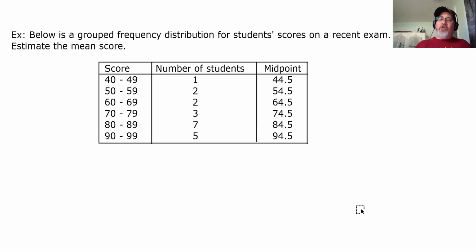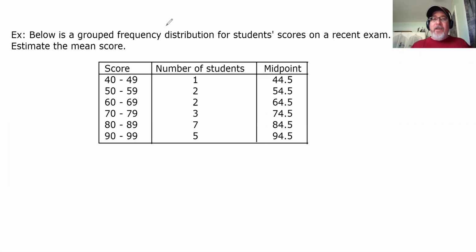Add up all the test scores, add up all the midpoints? Well, not quite. If you were to add up all of these, you're leaving a lot of people out. Because if I were to add up all 6 of those, I've only got one person in the 90s, and I'm supposed to have 5 people in the 90s. The most common mistake people make here is they will add these midpoints. That is not what we need to add.